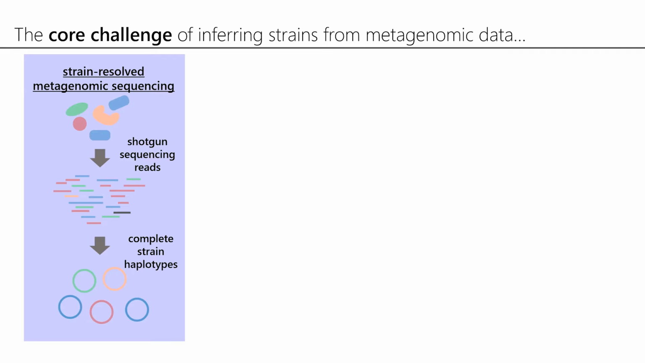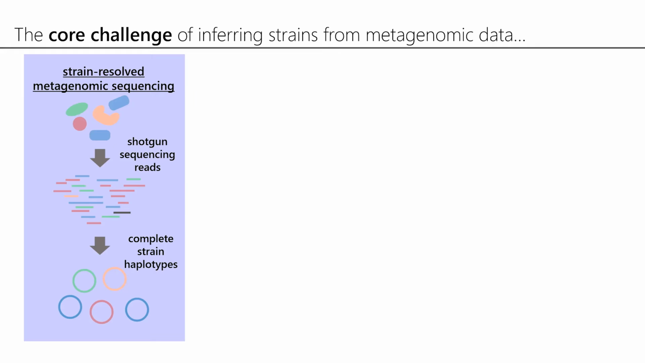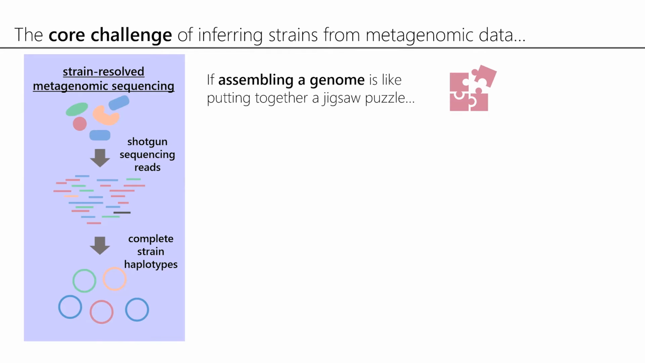Just to reiterate what we're trying to do with strain-resolved metagenomic sequencing, our goal is to take a bacterial community and sequence all of the DNA that's present in that community using shotgun sequencing, typical Illumina short reads. Then we want to reconstruct strain haplotypes that can give us a sense of genetic diversity within species. Ideally full bacterial genomes, but as you'll see, often a little bit less than that. The core challenge of inferring strains from metagenomic data is the meta part of this puzzle. People often analogize genome assembly to something like putting together a jigsaw puzzle.